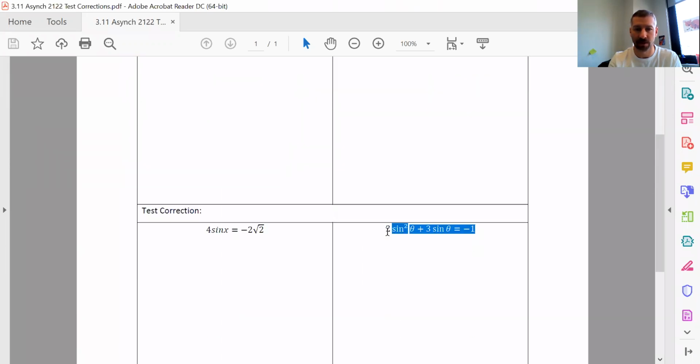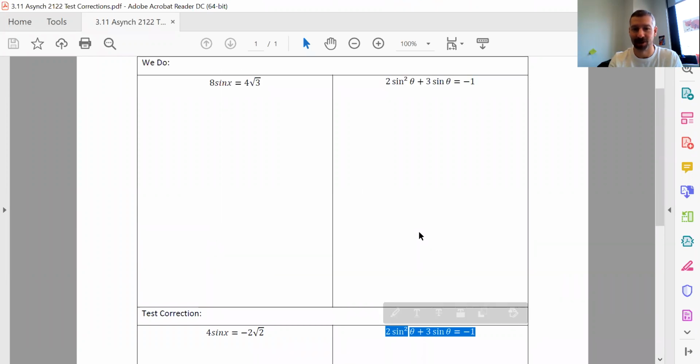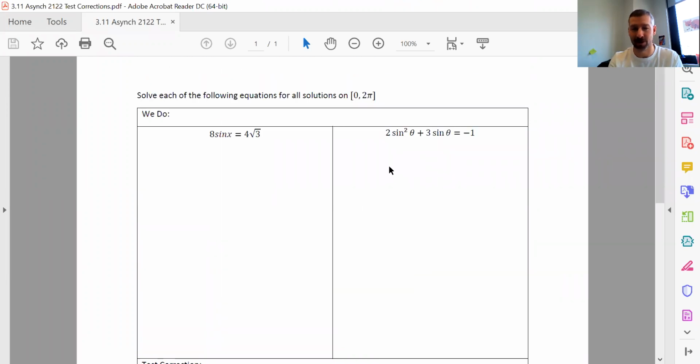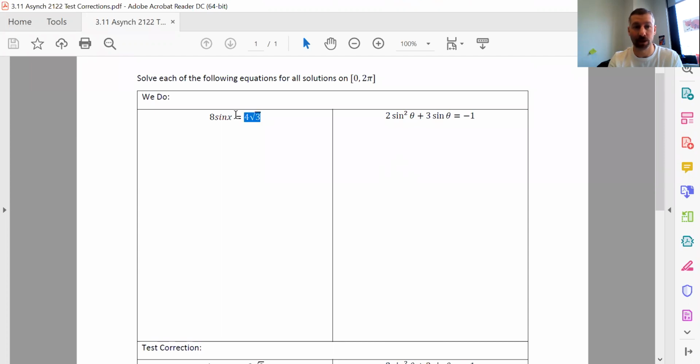And in fact, I have this question wrong. I'm going to have to re-upload the document. But you'll see a slightly different version on the test. So we're going to focus just on these we do problems and how I attack equations with sine and cosine.